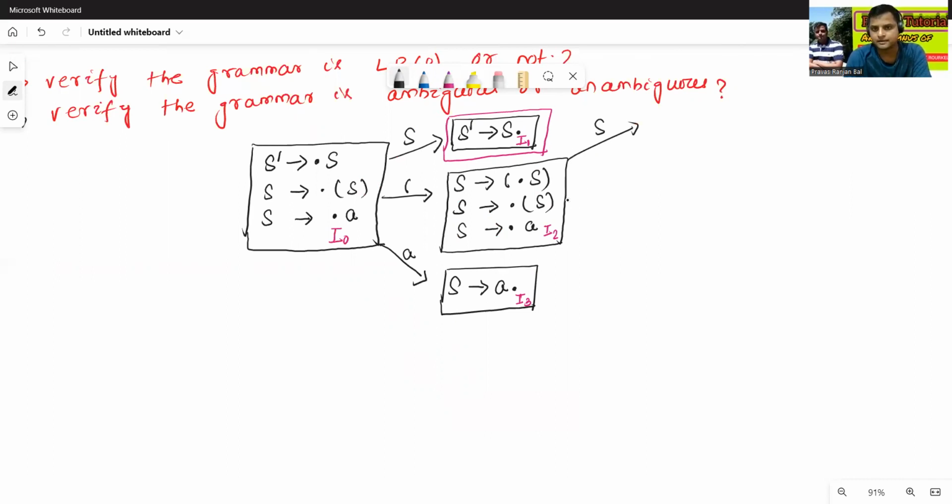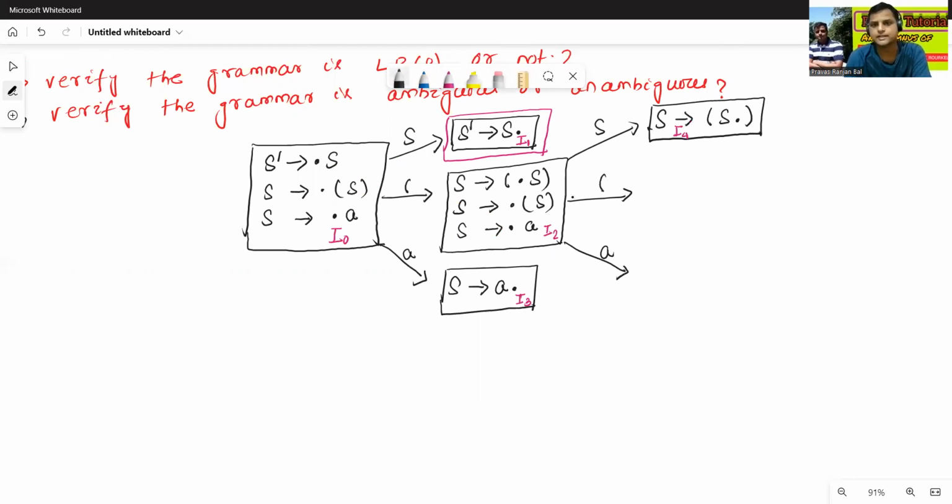S, open bracket, A. So on S, we get S to open bracket S dot, then close bracket. So this is one new state. This state is called I4. This state is called the I4 state.